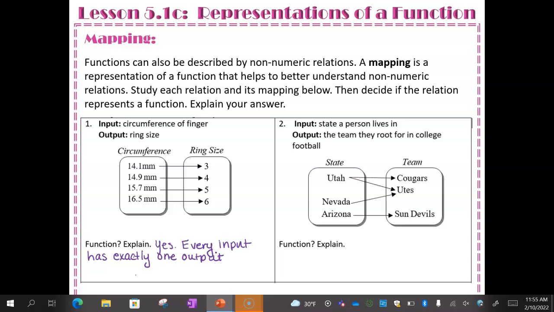Number 2, the input is the state a person lives in. The output is the team they root for in college football. So Utah cheers for both the Cougars and the Utes, and Nevada cheers for the Utes, and Arizona cheers for the Sun Devils. So Utah has 2 arrows or points to 2 outputs, so this is not a function. Utah cheers for 2 teams.